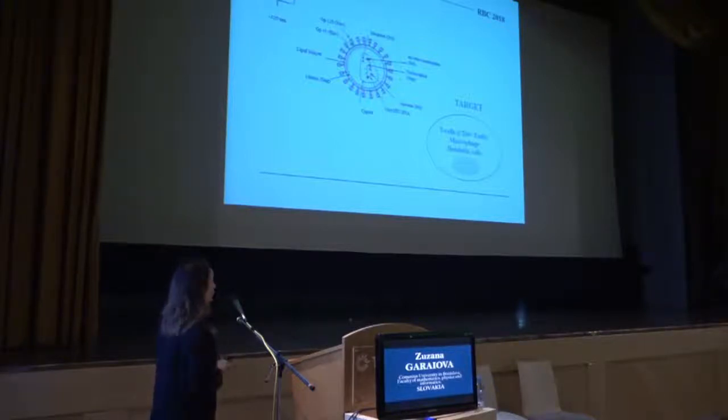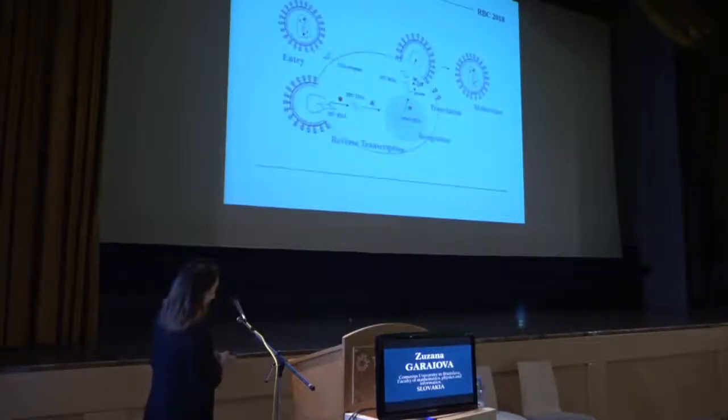So let's have a closer look at this virus. It's a structure approximately 100 nanometers in diameter, and it consists of 2 single-stranded RNA that are enclosed together with other enzymes that are needed for the formation of new virions into this nucleocapsid. And all these components are enclosed by a lipid bilayer from host cells.